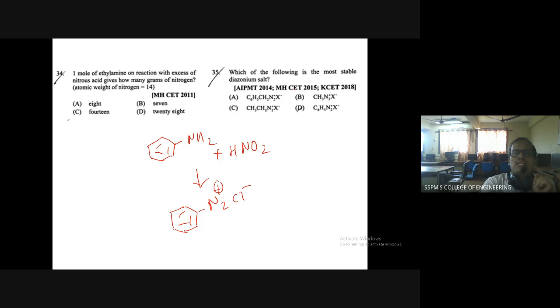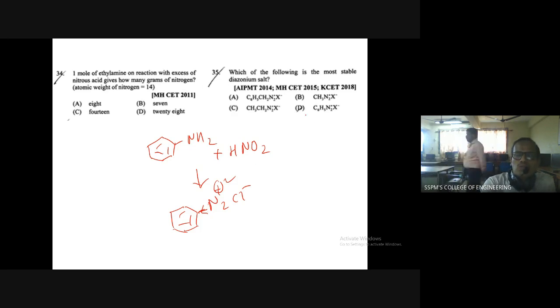So what they're asking is, which of the following is the most stable diazonium salt? Most stable. Stable means what? Something which will stabilize this positive charge. Which compound will stabilize the positive charge on this nitrogen and be more stable? To stabilize this positive charge, somebody has to withdraw electrons, somebody has to pull this electron towards itself. That group will stabilize this cation. So which are those compounds where such a group is directly attached?